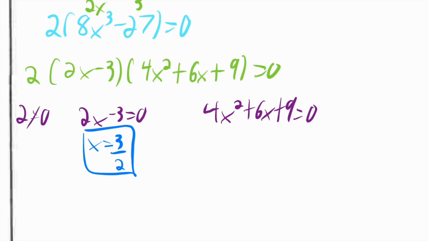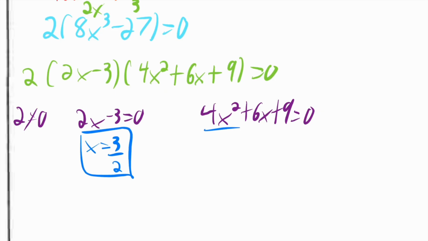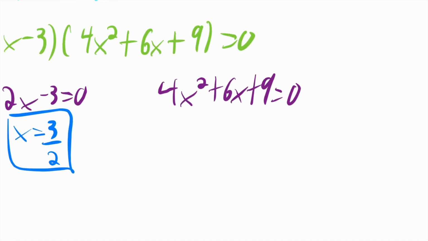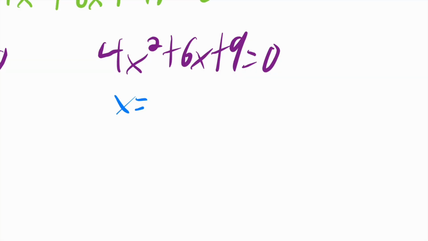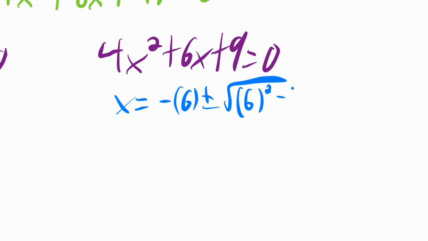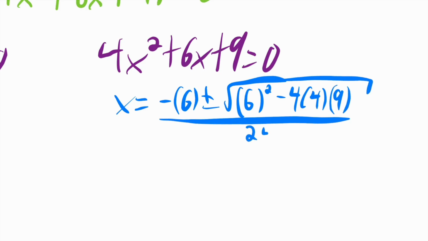In the other one, I can't factor, it won't work. I could do completing the square or the quadratic formula because they work all the time. Completing the square would get messy because you'd have to divide by 4, thus leaving you with a fraction for b, which I'd rather not. And so instead, as I mentioned, I will do the quadratic formula. So x equals negative 6 plus or minus the square root of 6 squared minus 4 times 4 times 9, all over 2 times 4.